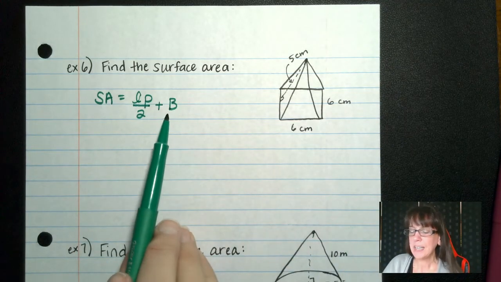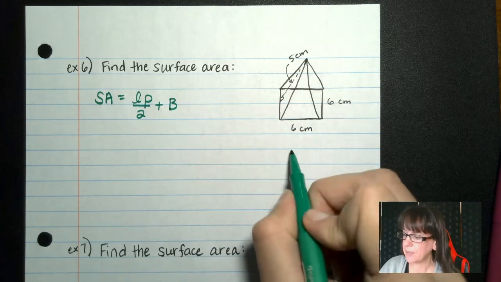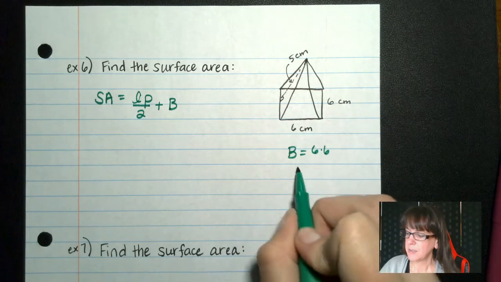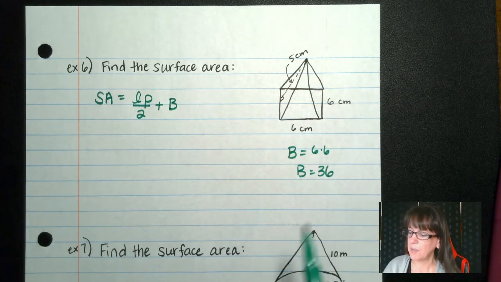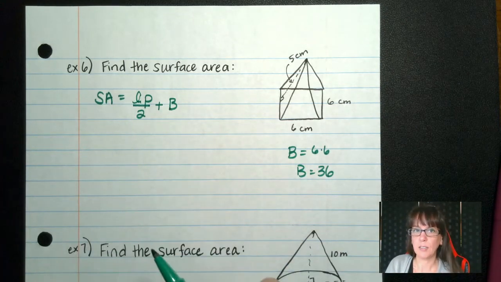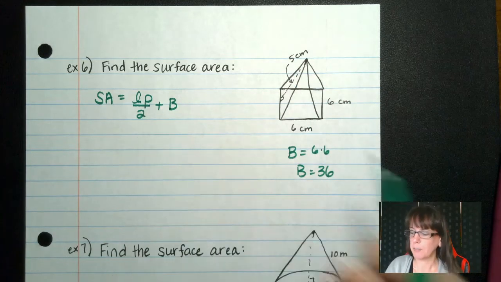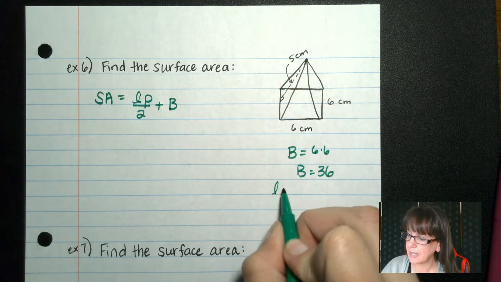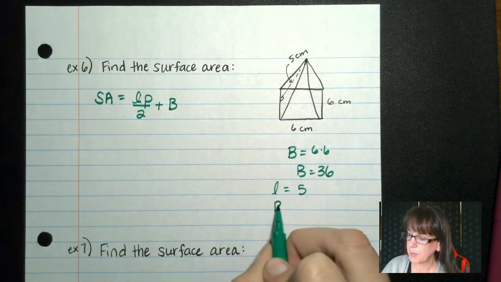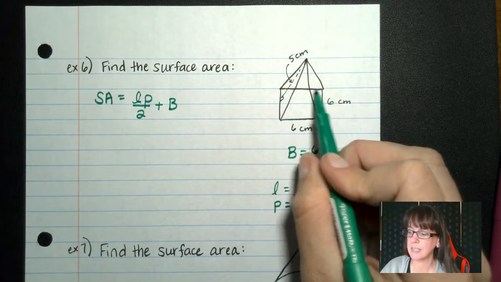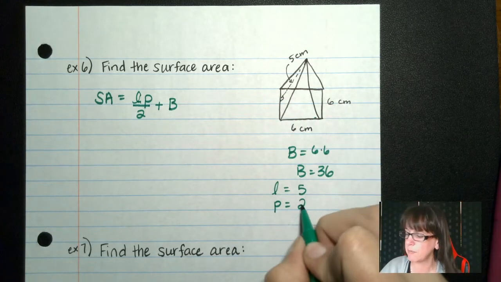So the area of the base in this case, let's figure that out. B is going to equal 6 times 6. So the area of the base equals 36. Now, the other things we need are our slant height, which we have, that's that 5, and then our perimeter of our base. So we have our slant height equals 5, and our perimeter, remember perimeter is adding up all the sides around the base. So 6, 6, 6, 6, 6 times 4, so we get 24.